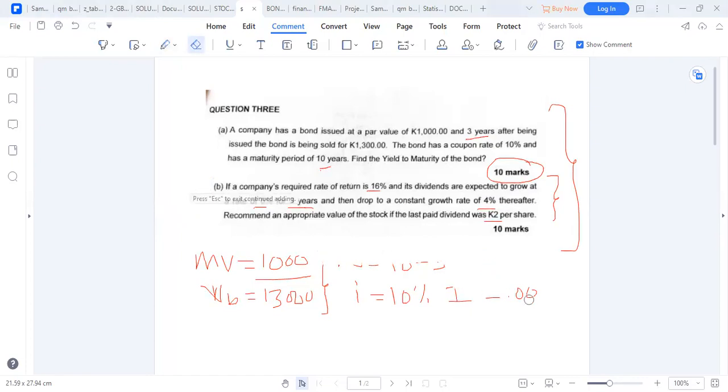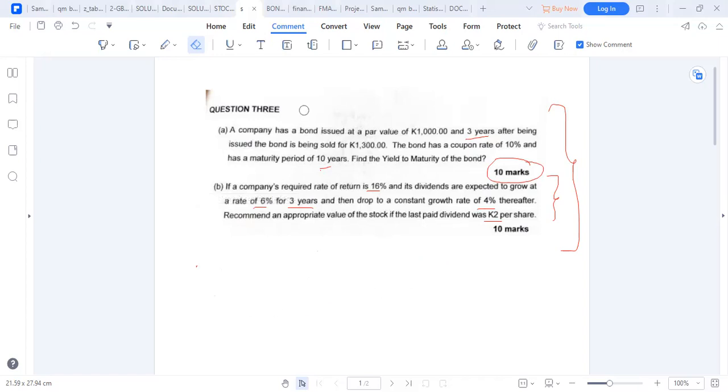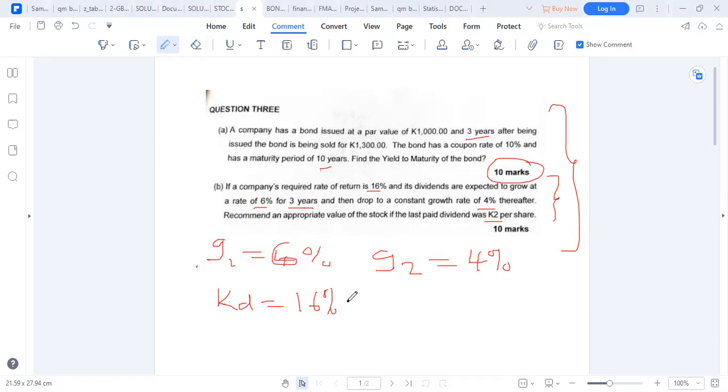We've been given the growth rate for the first phase, which is 6%, and the growth rate for the second phase, which is 4%. So G1 is 6%, and G2 is 4%. What else are we given? I've forgotten what we call the 16%. KD, which is the market rate. Okay, the market rate, yes.